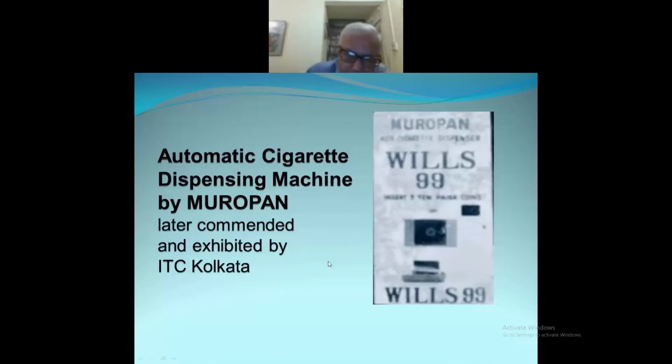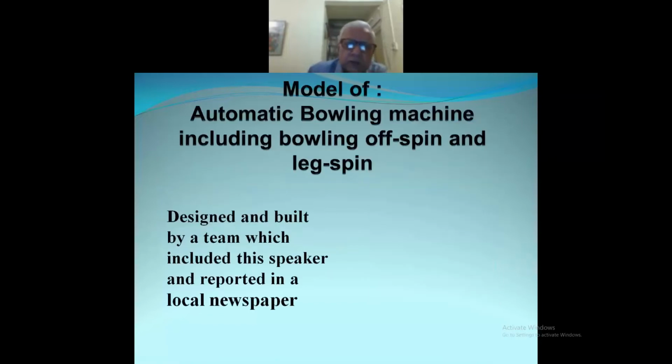And the second exhibition was an automatic bowling machine, a model, not a fully working machine, which could also impart off spin and leg spin. It was designed by a number of us. I happened to be one of the teammates, and I think there were two others.